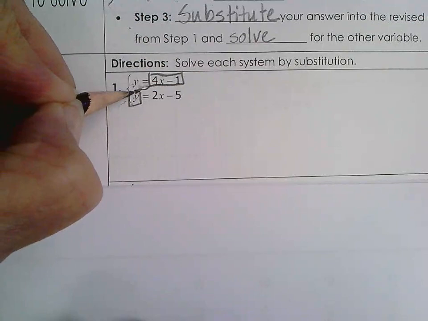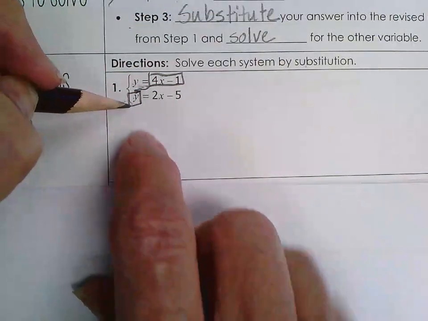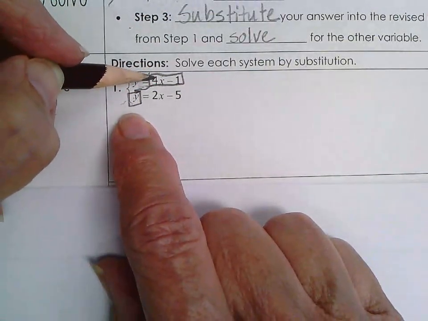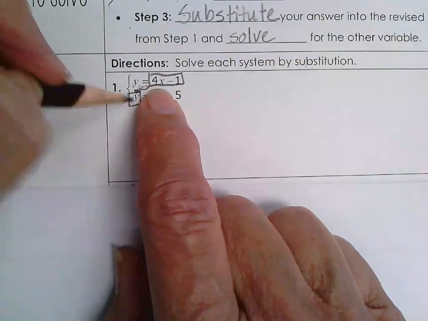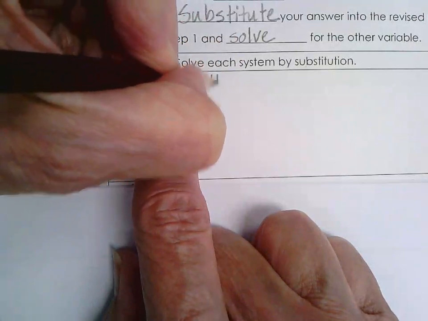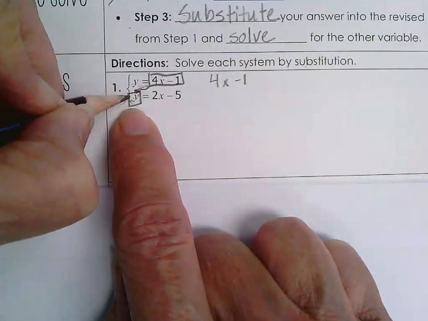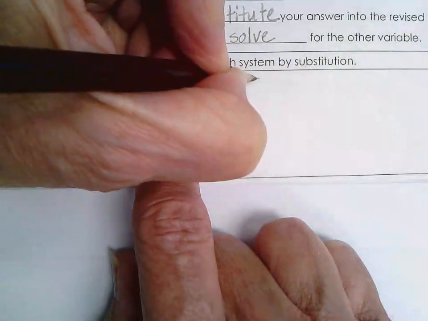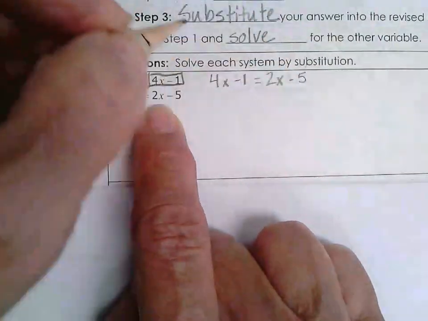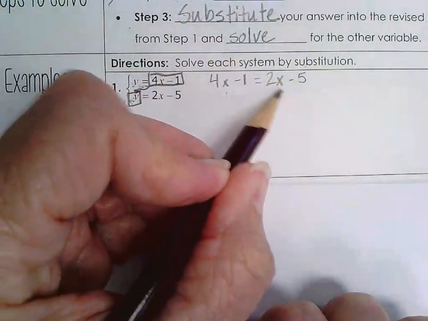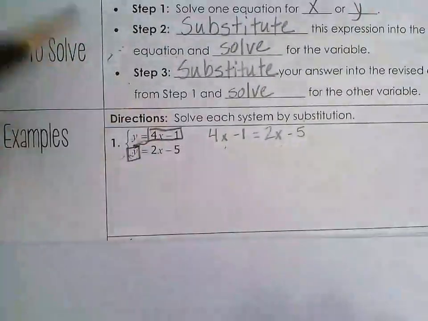And I like to underline or box in the two things that I am switching out so that I know what I'm doing. So I'm going to take this expression and I'm going to put it down here, and instead of writing y, I'm going to write this. So I'm going to write 4x minus 1, that's my y, is equal to 2x minus 5. Now I only have one variable, so I'm solving for x. I'm going to try and figure out my x value first.